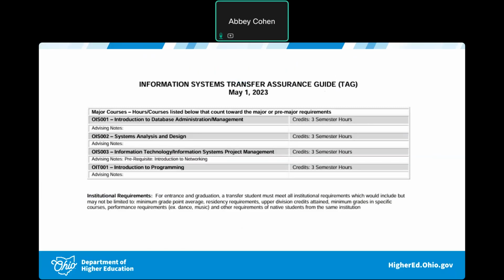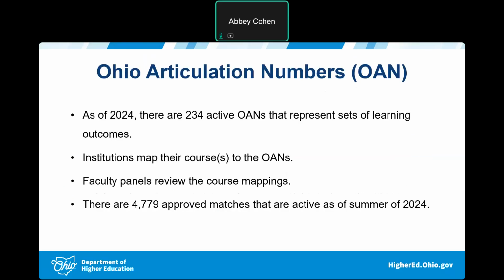Here is an example of the entire first page of the Information Systems TAG pathway. OANs have a unique prefix and number. These function similarly to course prefixes and numbers to indicate sets of statewide endorsed learning outcomes. Institutions map their courses to the OANs. Faculty panels review the course mappings and determine whether the course is an equivalent match.